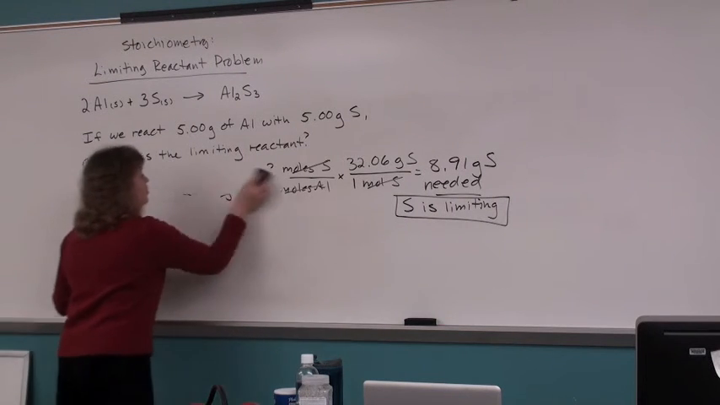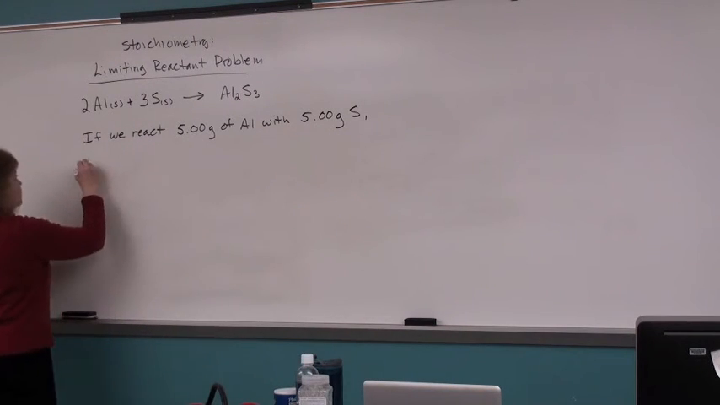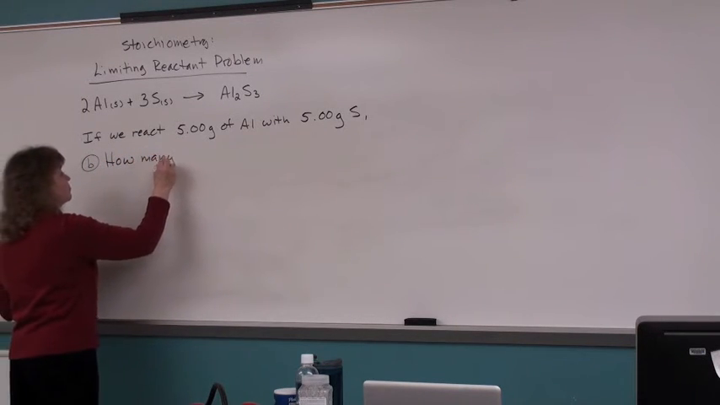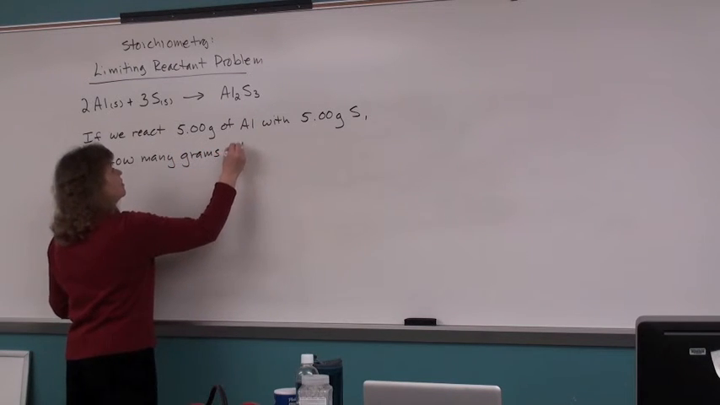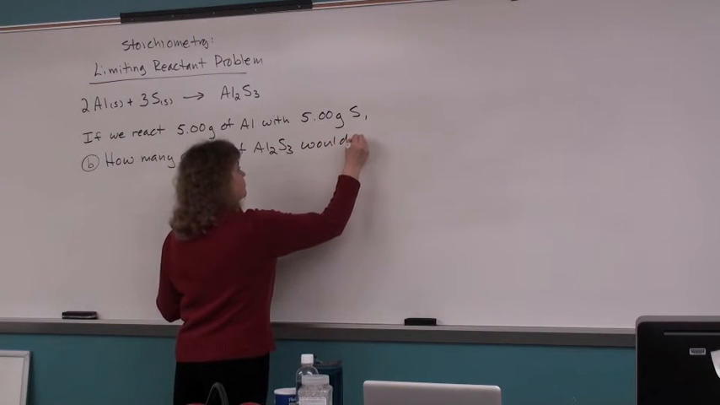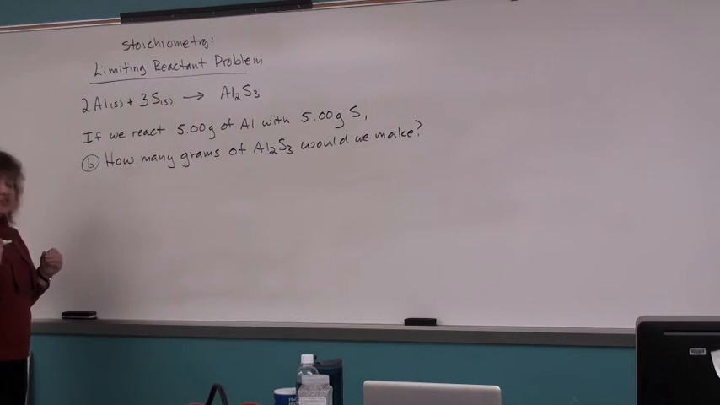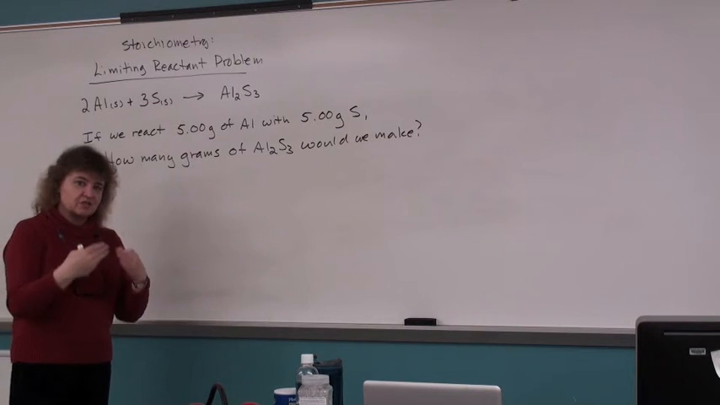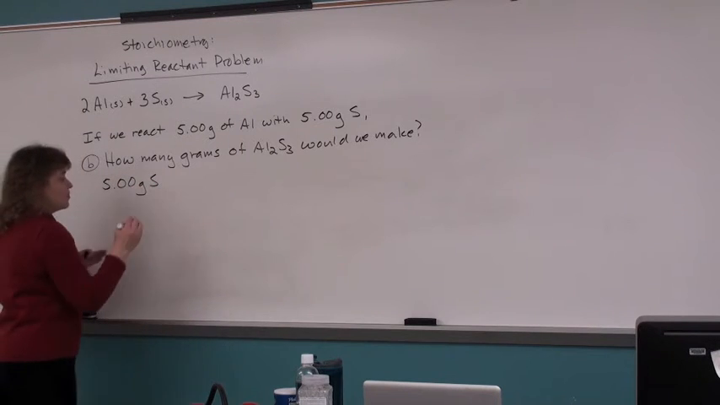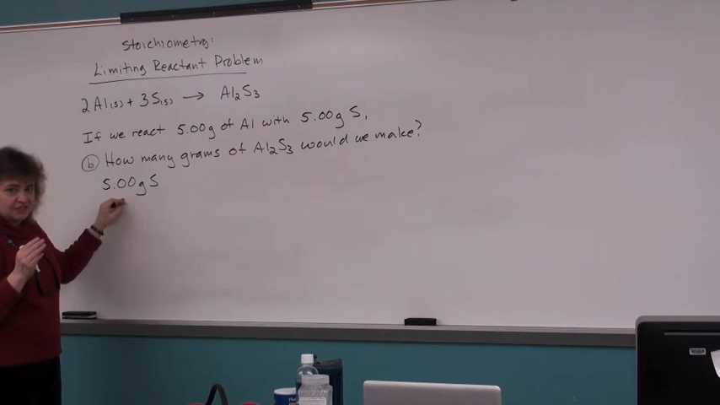So let me rewrite this. And for B, I know that the sulfur is limiting. How many grams of Al2S3 would we make? So you start with the limiting reactant. The limiting reactant is the one that gets used up and determines the amount of product. So I'll start with 5.00 grams of sulfur. The reason that I did that sample A problem was just to figure out which one was limiting, so I knew which one to start with.